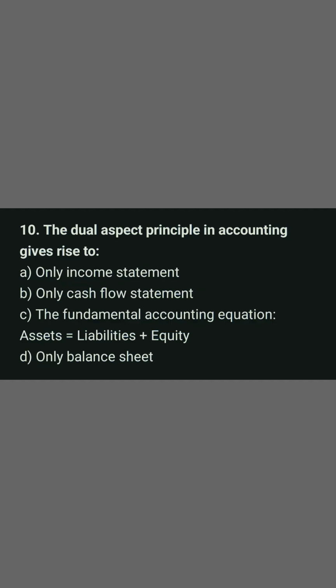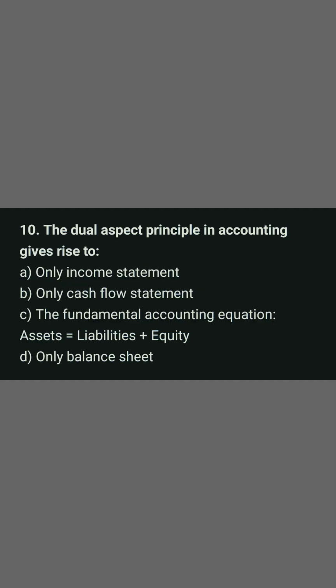Now the last question is, the dual aspect principle in accounting gives rise to. हालांकि अभी शायद ये डिस्कस नहीं हुआ होगा, but this is a very important question because I have already told you that every transaction has two aspects. The dual aspect principle in accounting gives rise to only income statement, only cash flow, the fundamental accounting equation, assets equal to capital plus liability plus equity, only balance sheet. You can make a guess.